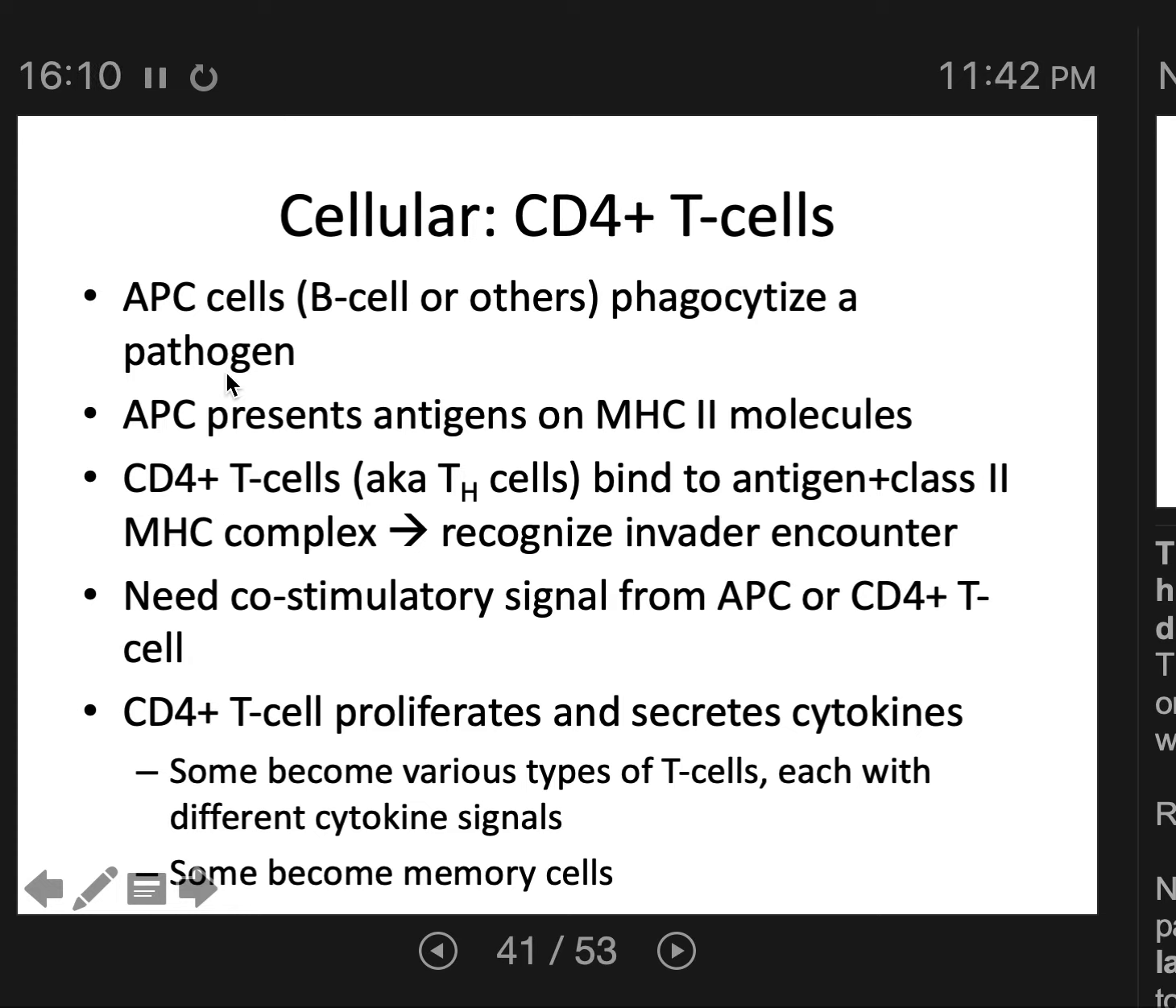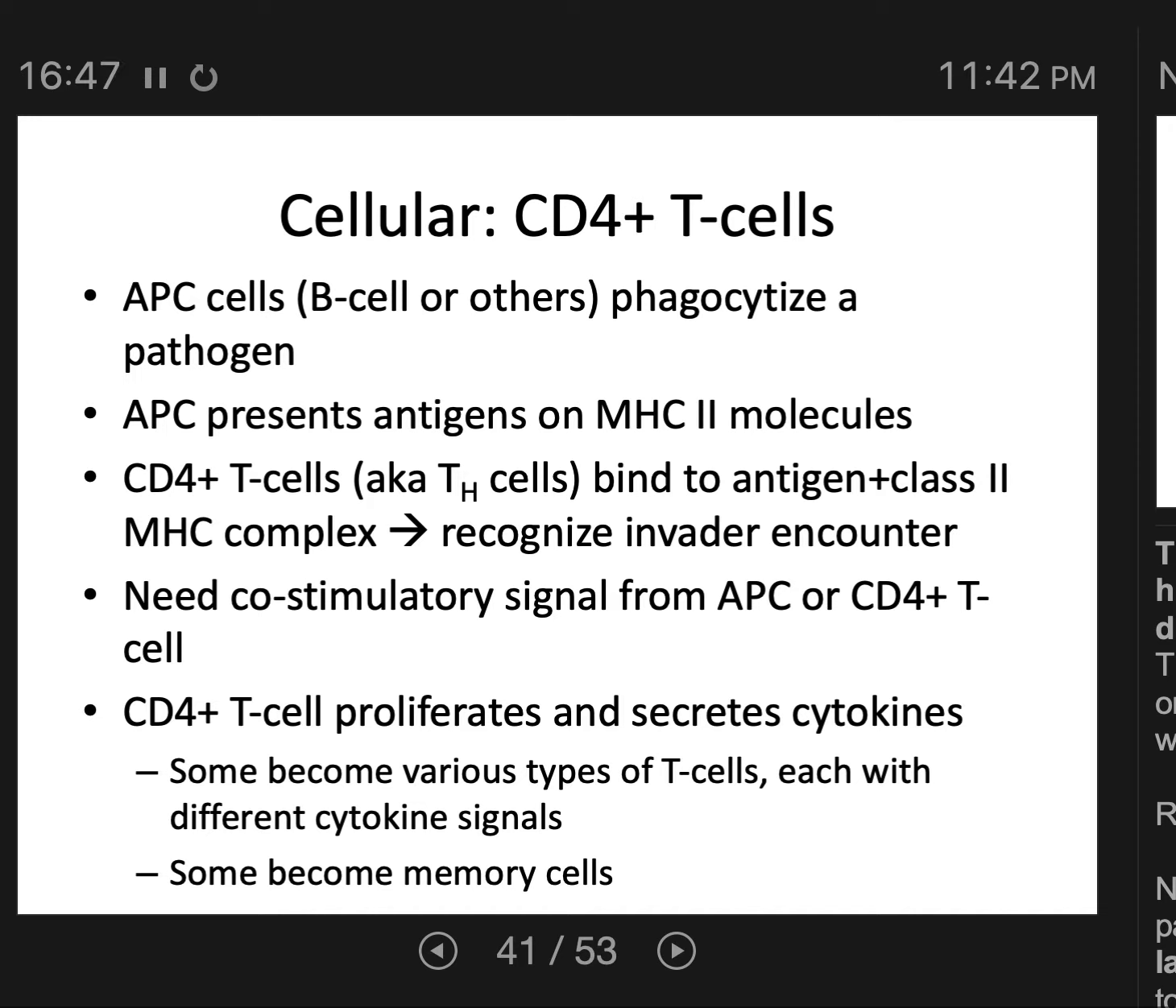So just to recap, you have an antigen presenting cell, which the only one we've covered so far is a B cell. So you have an antigen presenting cell like a B cell phagocytizing a pathogen. The antigen presenting cell digests the pathogen and it presents antigens or fragments of that pathogen on its MHC class II. The helper T cell binds to the MHC class II with the antigen in it. Because there's an antigen there, it recognizes that that antigen presenting cell has encountered an invader, so it's going to become activated. So the two cells are going to activate each other.